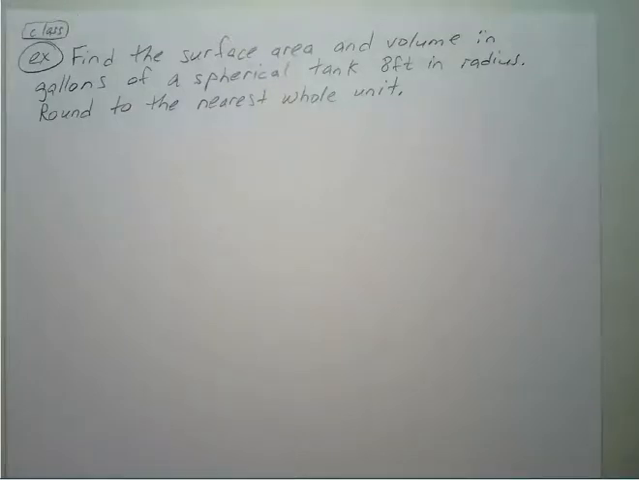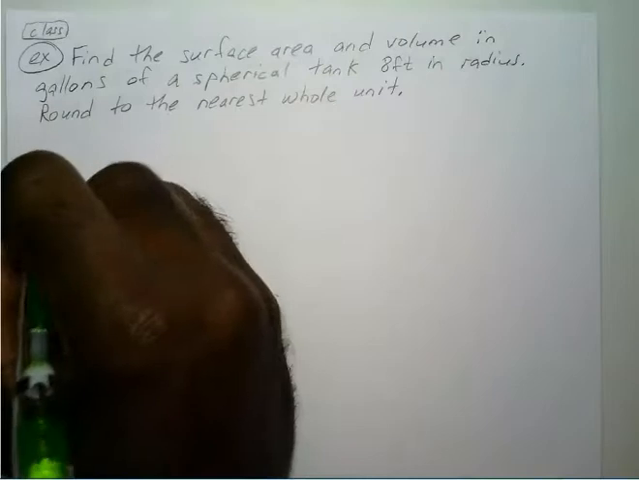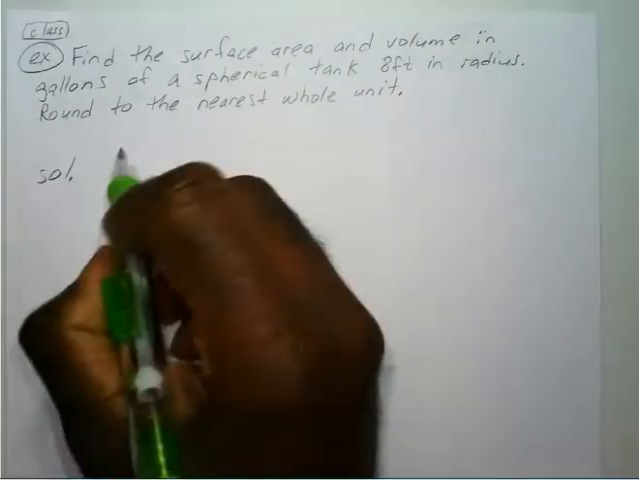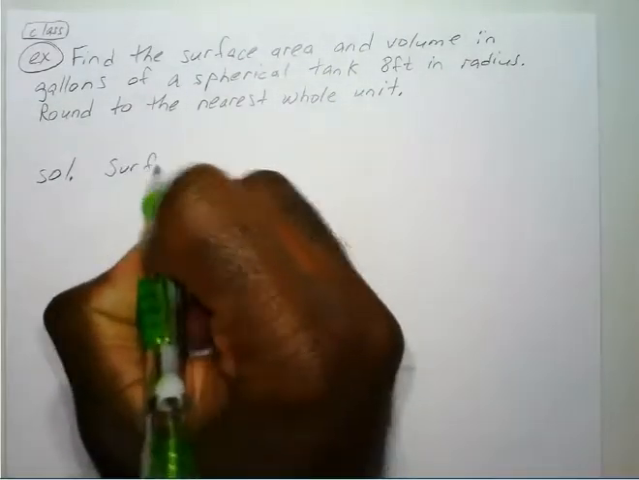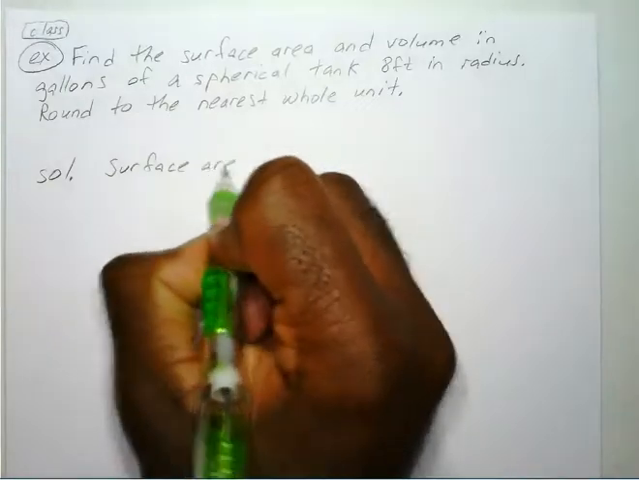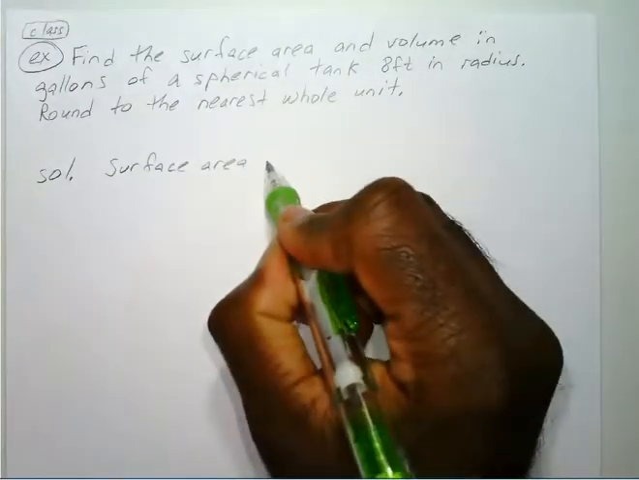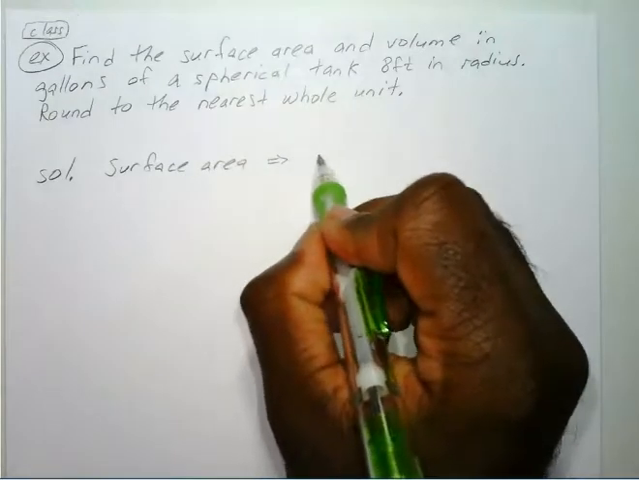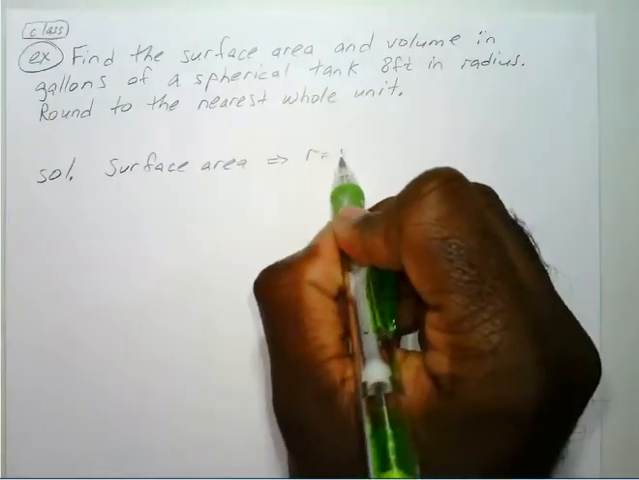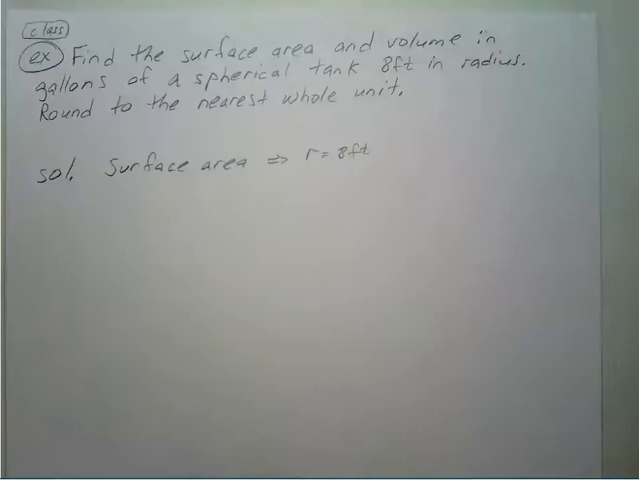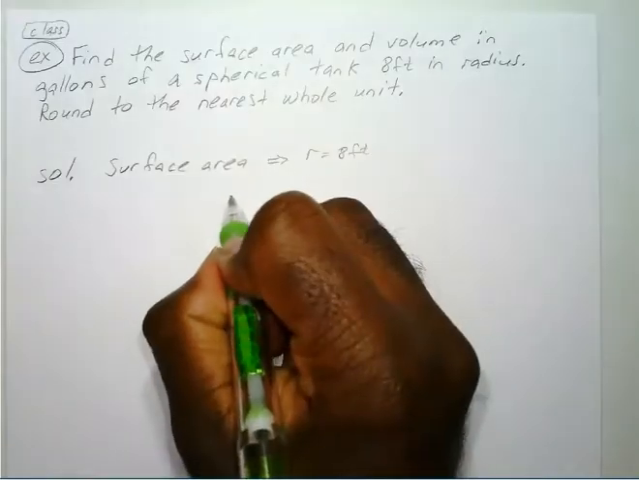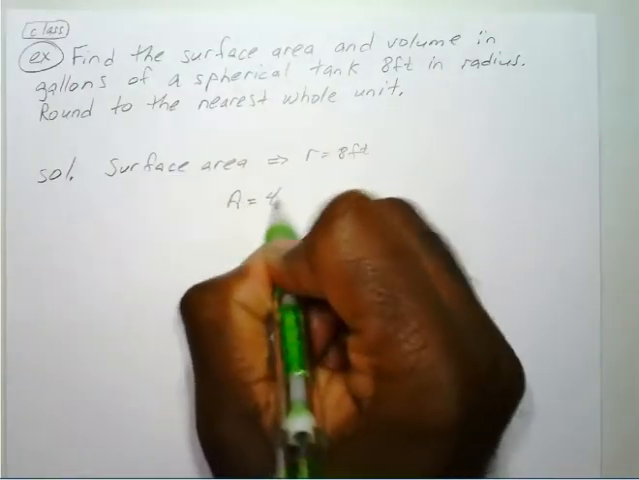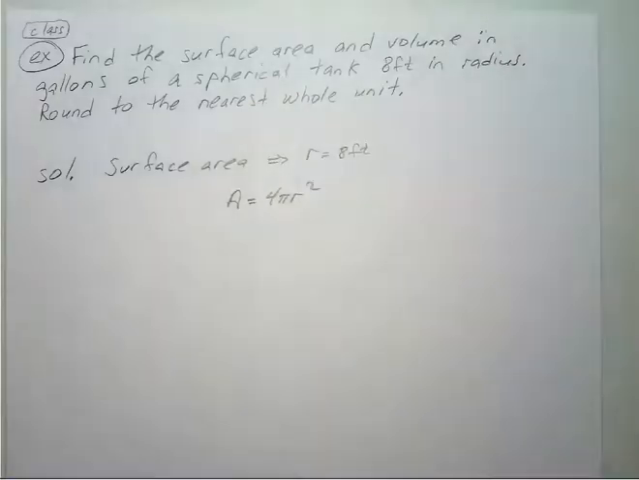Alright, so I'm assuming you've gone ahead and pressed pause. So we're going to go ahead and verify your answer. Okay, so surface area. Okay, and we know our radius rather. Okay, so our surface area, you go 4 pi times the radius squared.